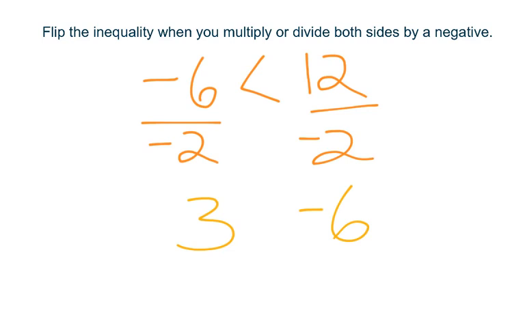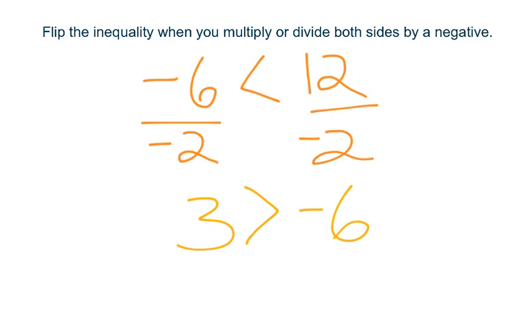And what you can see here is that the order or the magnitude of these have changed. Now I have a positive on the left and a negative on the right. And so the inequality would have to go that way. Positive 3 is greater than negative 6. This is about the clearest way that I can show you why that happens.